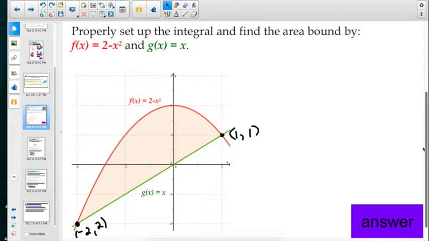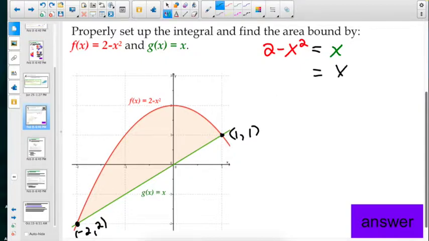Not necessarily add them together. Set them equal to each other, right? We want to know where their values are equal. So we want to know where 2 minus x squared equals x. If I take everything over to the right-hand side, that makes my x squared term positive, which is much easier for factoring. Then we have x squared plus x minus 2 equals 0.